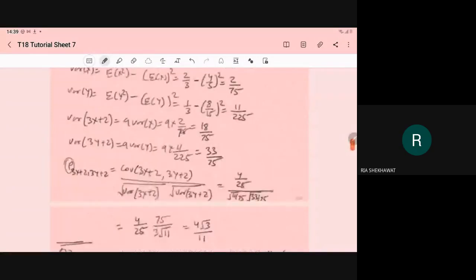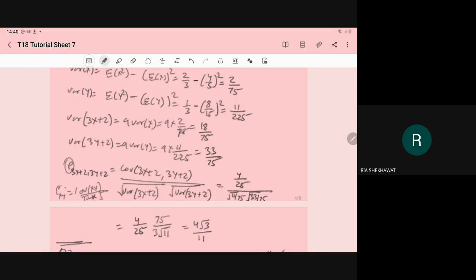For rho we have the formula, right? Rho is equal to the covariance upon the root of the variance of the first and the variance of the second. So if you have to compute rho of xy, that is the covariance of xy upon the root of the variance of x and the variance of y. The same formula we have computed. First we require the covariance of 3x plus 2 and 3y plus 2, which we already have computed. After that we require the variance of 3x plus 2 and the variance of 3y plus 2.